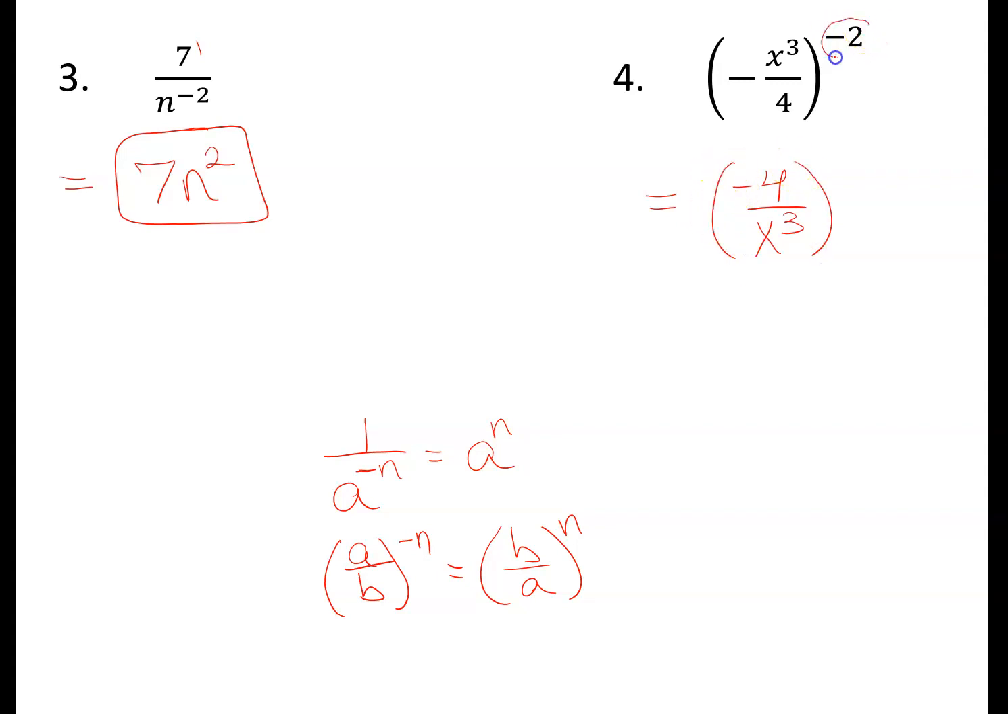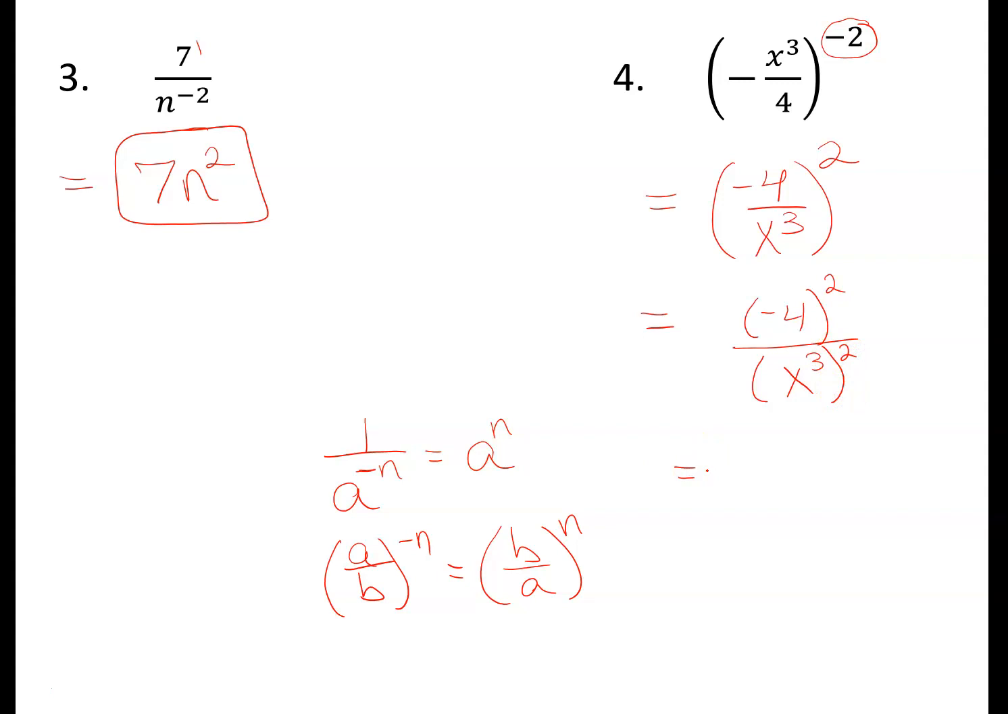And now my outside exponent, that's what changes signs. That becomes positive. Okay, then we go back and apply the exponent rule we learned in the last video that says when you have a fraction with an exponent, then that exponent needs to go on the top and on the bottom.